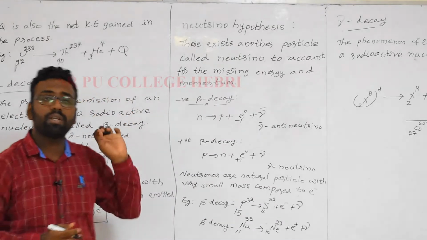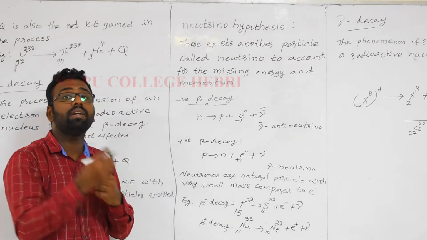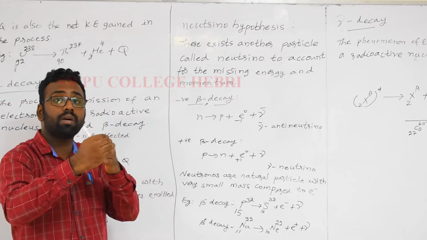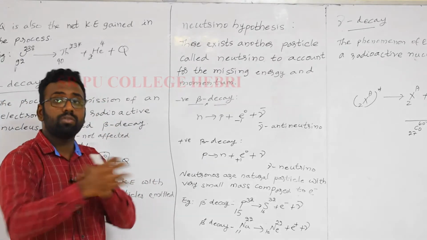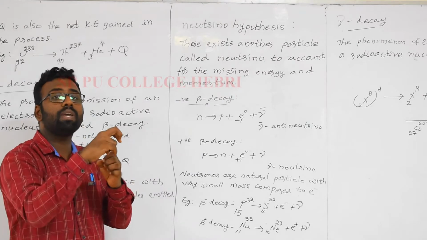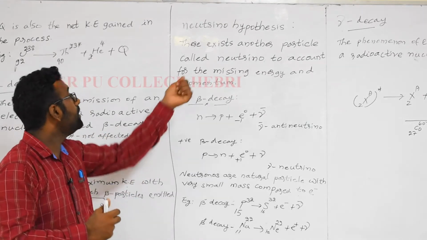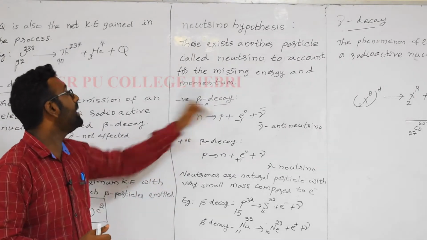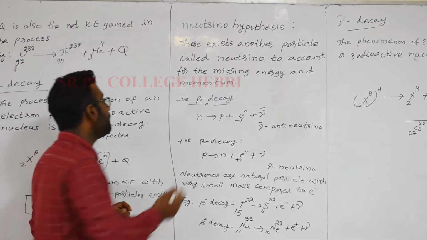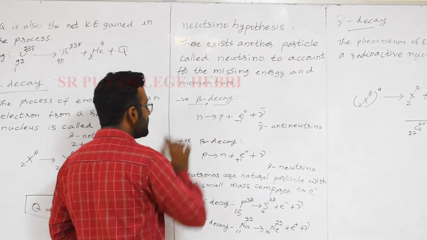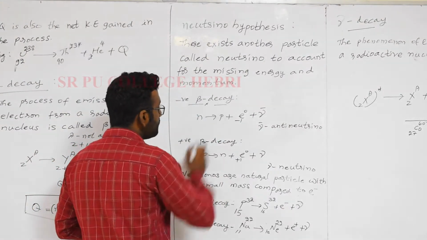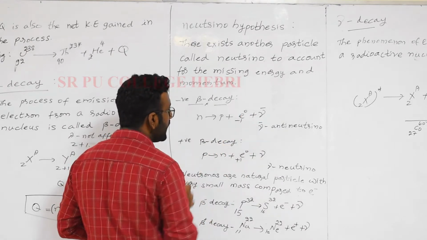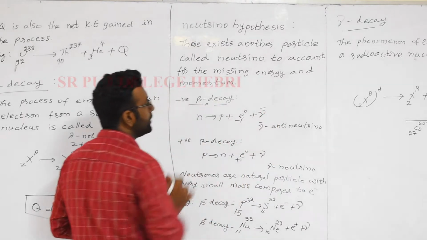So Pauli comes up with a hypothesis that the missing energy, whatever we have seen here, right? Not all the particles are moving with the same energy. So there is a difference in energy that will be balanced by the neutrino. Then we can see a negative beta decay. So how will it be? In a negative beta decay, you can see a neutron becomes a proton with the liberation of an electron and an anti-neutrino.